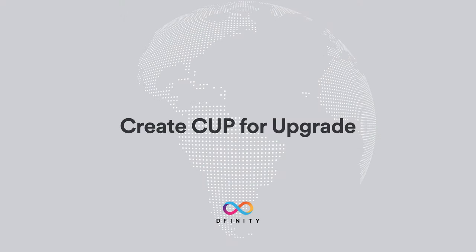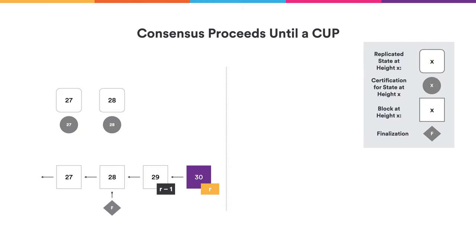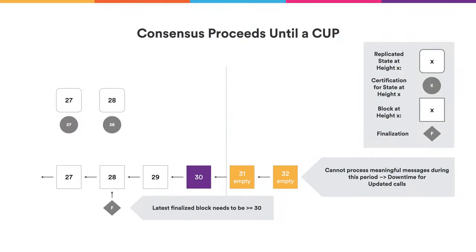Now that we have seen how we use the CUP to decide which version of the Internet Computer we should be running and reboot the new version with that, let's have a look at how we actually create that CUP. This is a simplified view of the consensus protocol. We have a series of blocks from 27 to 30, and we have a series of states, in that case 27 and 28. Now in that new block 30, we are using a new registry version R, which triggers the upgrade. Consensus now knows that it has to build a CUP at that height, but it cannot currently do it because it didn't yet compute the state 30.